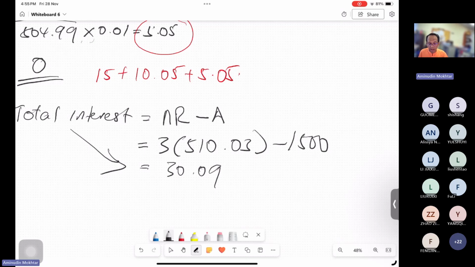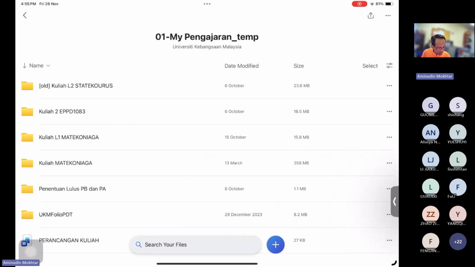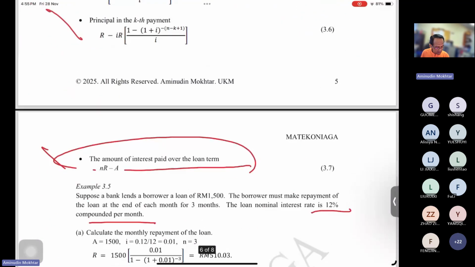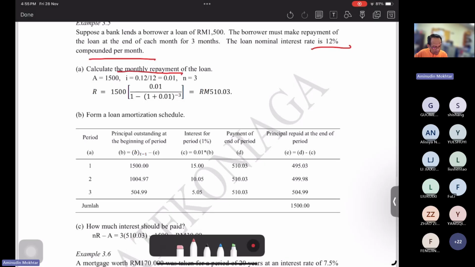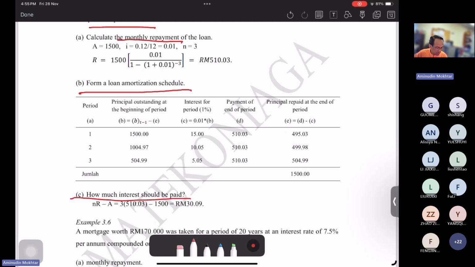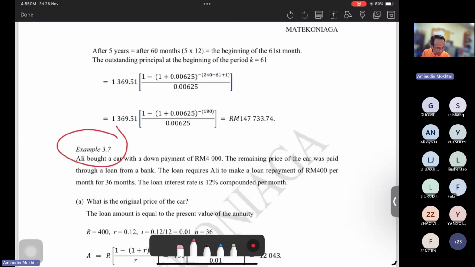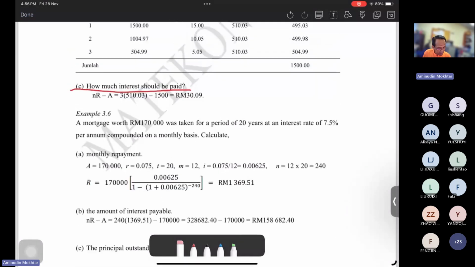Okay, that's how to answer example 3.5, this annuity example. In example 3.5, this example shows you how to calculate the monthly payment of a loan, how to construct a loan amortization schedule, and how to calculate the interest that should be paid for the loan during the 3 months. Okay, the last one for today, I will show you example 3.7. I hope you will try to answer the other examples, 3.6 and 3.8.